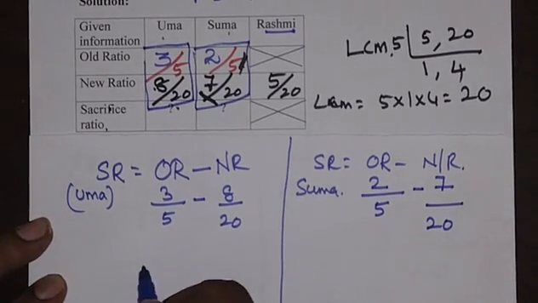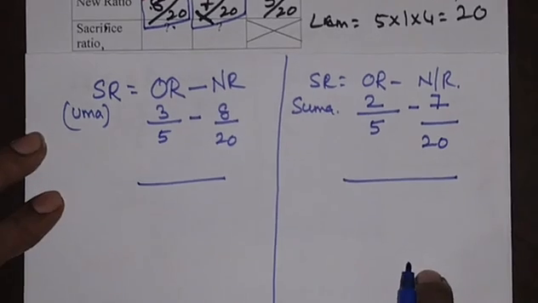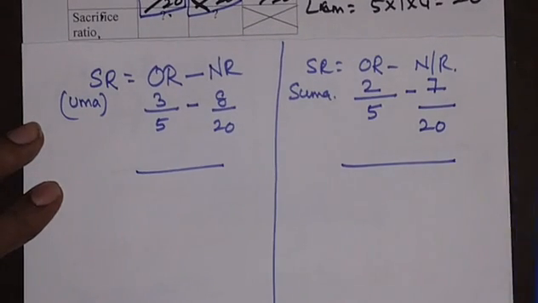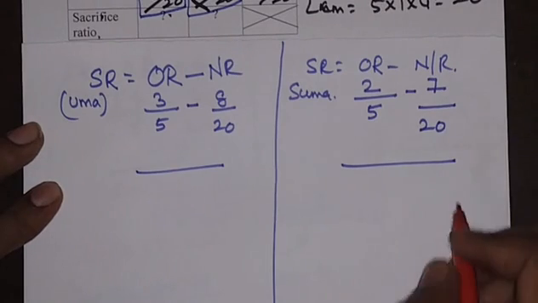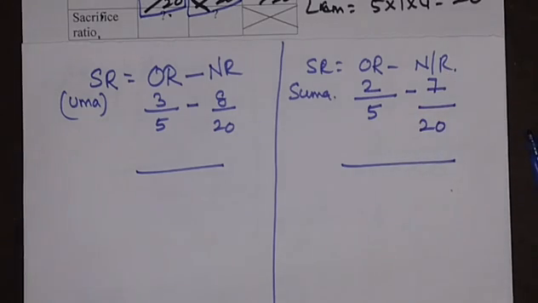Now we have to see what is the LCM. When we want to take LCM for 5 and 20, I have to see the LCM, that is the denominator. Let me calculate. Okay, just a minute.